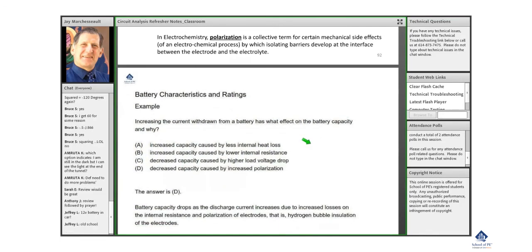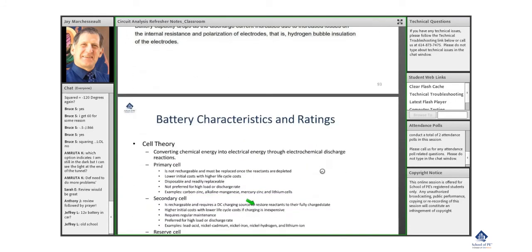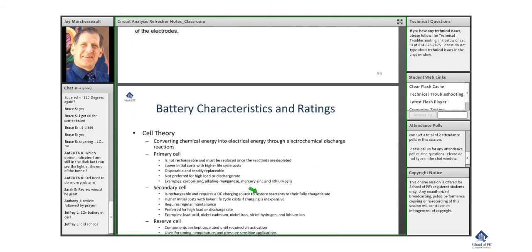Let's take a look at an example. So the increasing the current withdrawn from a battery has what effect on the battery's capacity and why? So the battery's capacity drops as the discharge current increases due to the increased losses on the internal resistance and polarization of the electrodes. So the correct answer is D, a decreased capacity caused by increased polarization. Decreased capacity.